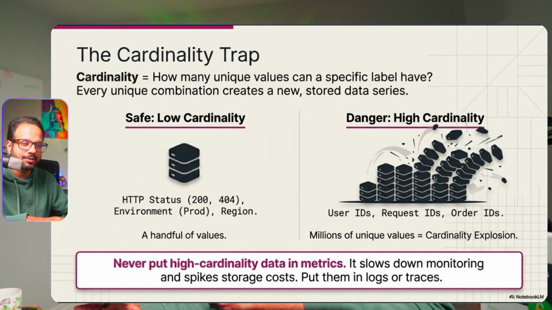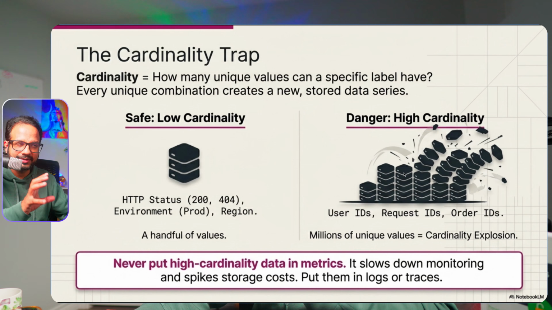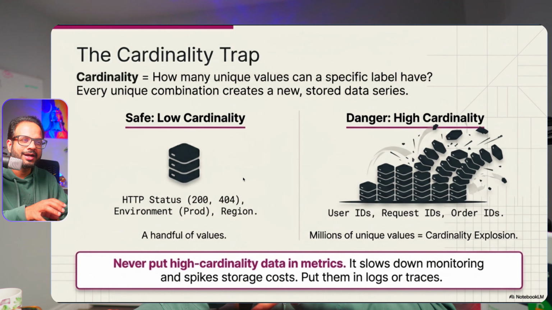It slows down your monitoring and spikes storage cost. So you need to put them in logs and traces. Low cardinality is still fine to put in metrics because you are just monitoring, let's say, how many requests are failing or succeeding, how many 404 errors you are getting. That's still okay to put in metrics and dashboards.